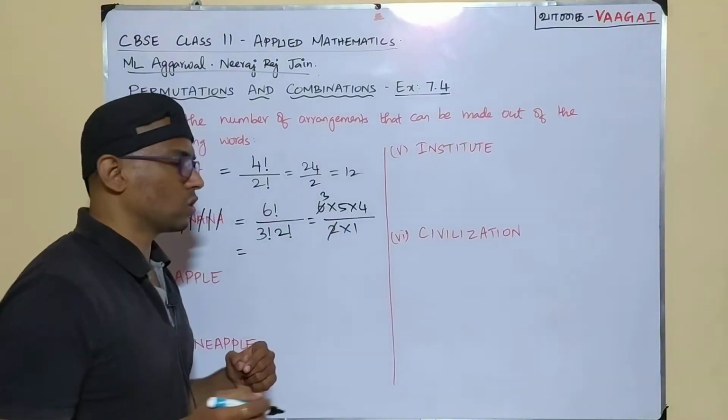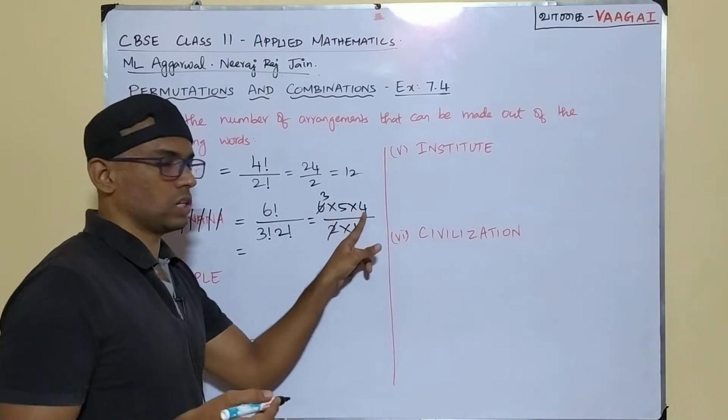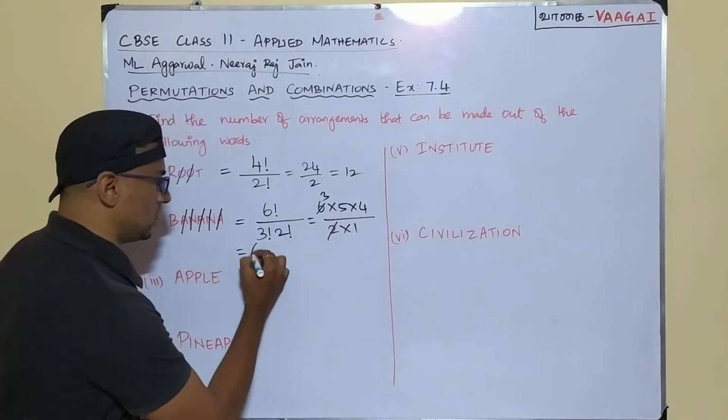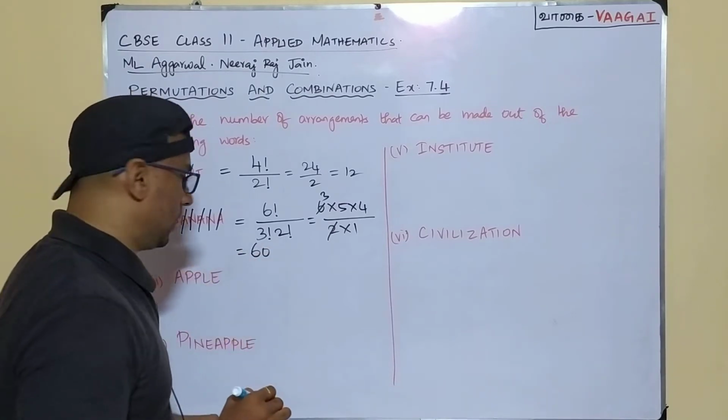So what will be the answer? Answer is going to be 60, because 5 4s are 20 and 3 20s are going to be 60. That means the answer is 60 for this question. I hope you can understand this.